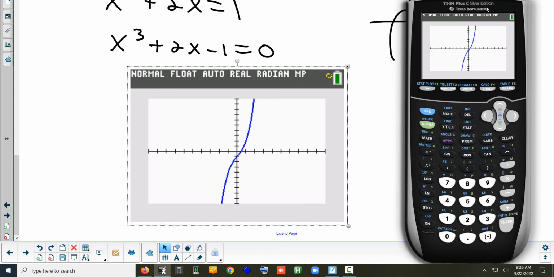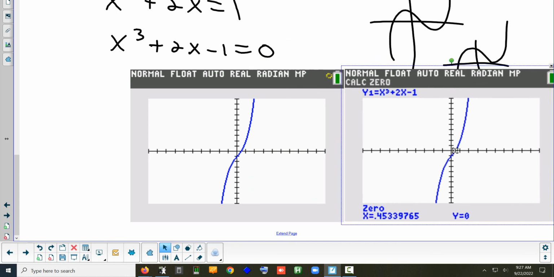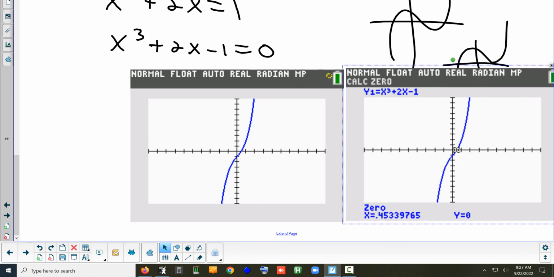Okay. Can somebody tell me the buttons I press to find the 0? Yeah, go ahead. Second, and then count. Yep. And then you press the number 2. Got it. And then for left bound, you go a little to the left of the 0 that you look at. Press enter. Go to the right a little bit. And then you press enter. Press enter, and you go somewhat in the center of both of them. Yeah, and press enter. And you should get a 0 in this problem of 0.45. There's your answer.